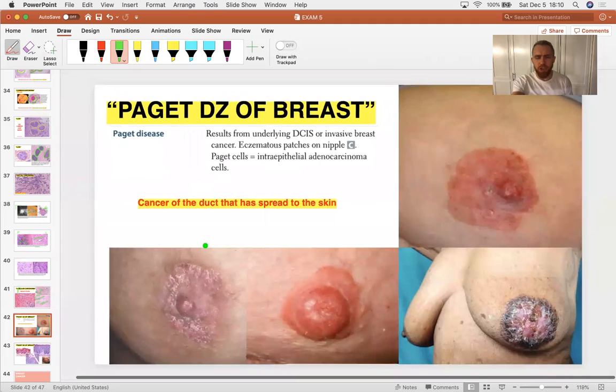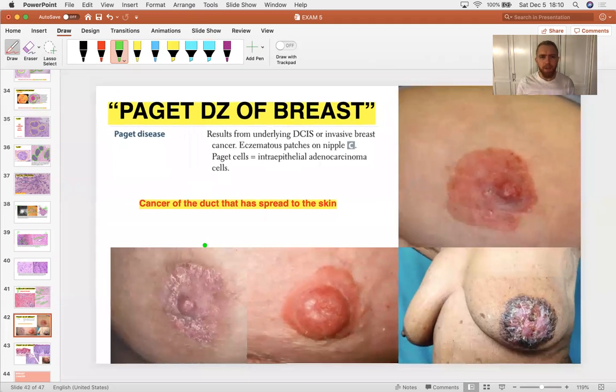Here's Paget disease of the breast. And this is going to be a ductal cancer that spreads to the skin. Now, Paget disease is technically benign, so this is going to be encapsulated more or less. And the malignant version of Paget disease is called inflammatory carcinoma of the breast. And that's where you get your orange peel, peau d'orange or whatever, texture to the outside of the breast.